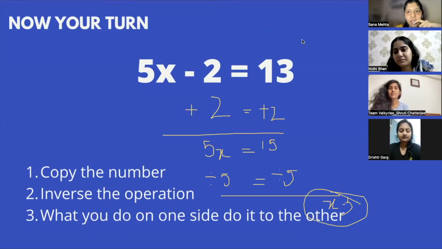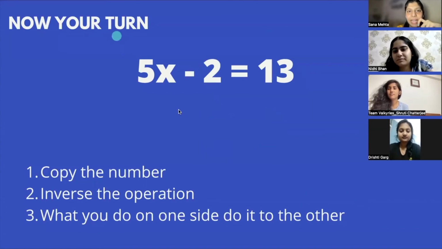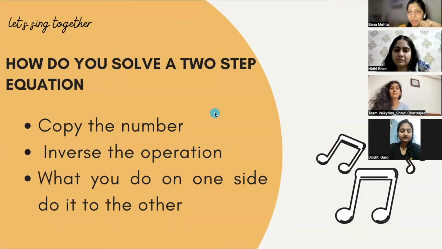So moving on, we learned three major steps, right? What's the very first step we do? Copy the number, inverse the operation, and what you do on one side, do it to the other. So let's sing it together.